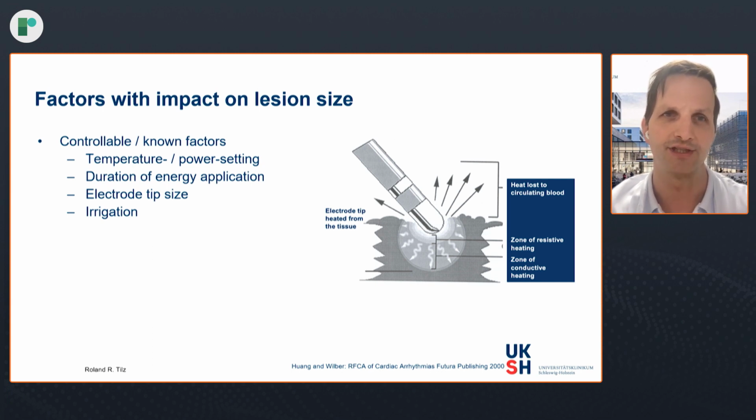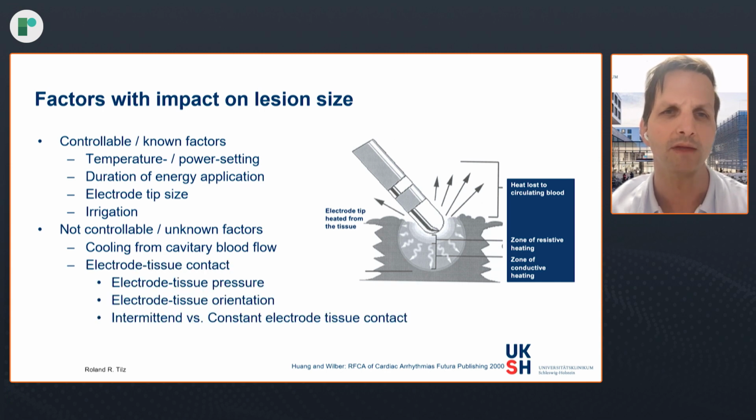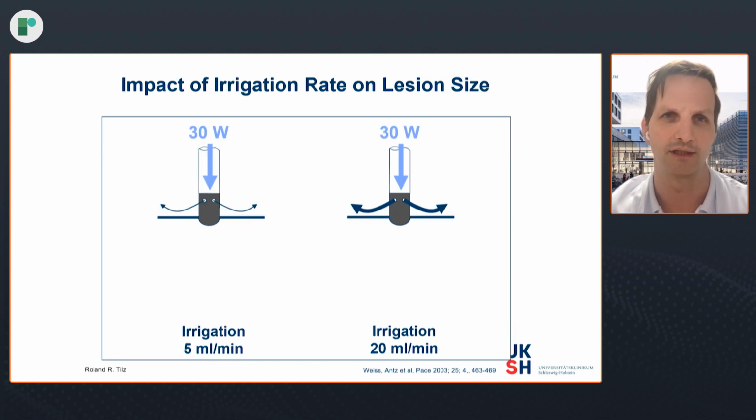So what factors impact lesion size? We have controllable and known factors such as temperature and the power setting, the duration of the energy application, the electrode tip size, and the irrigation. And we have factors which are not or partly controllable or sometimes even unknown, such as the cooling from the cavitary blood flow, but also electrode tissue contact consisting of pressure, orientation, or intermittent versus constant electrode tissue contact.